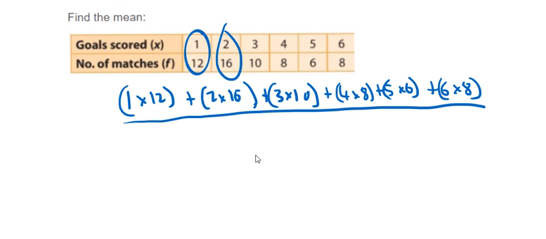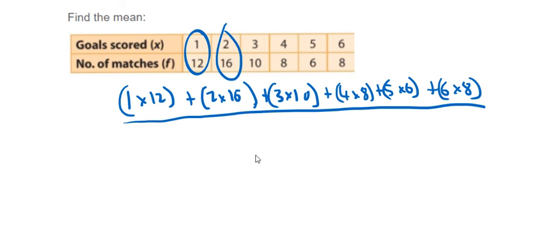So if we actually go back and just think about what the table means, first of all, it's a team playing obviously different numbers of matches. Just look at the first one here: in 12 different matches they scored 1 goal. In 16 different matches they scored 2 goals. In 10 different matches they scored 3 goals. In 8 different games they played, they scored 4 goals. In 6 different games they scored 5 goals, and in 8 different games they scored 6 goals. So they actually scored a lot of goals altogether.